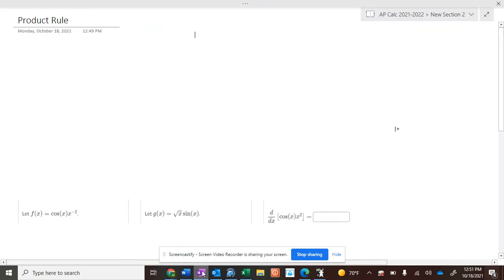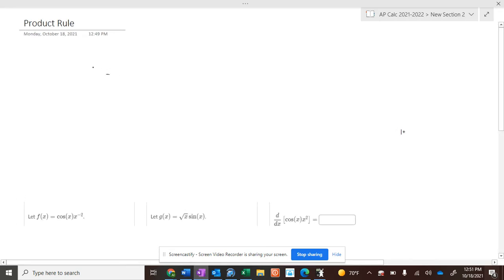Okay, the product rule. So when you're taking the derivative of two things multiplied by each other, it gets a little more complicated. So the product rule is this.